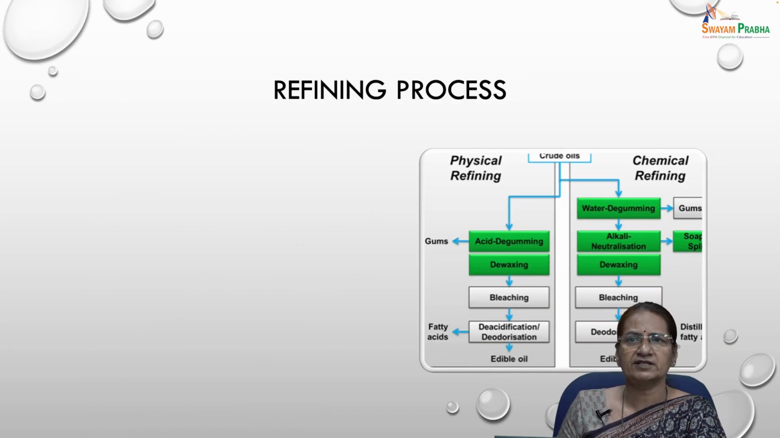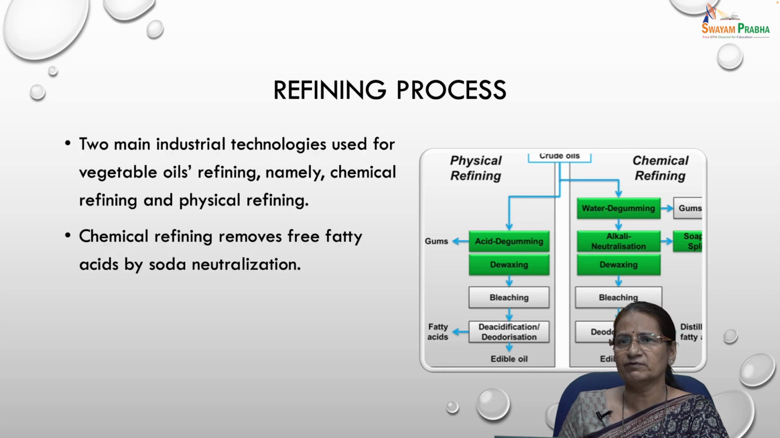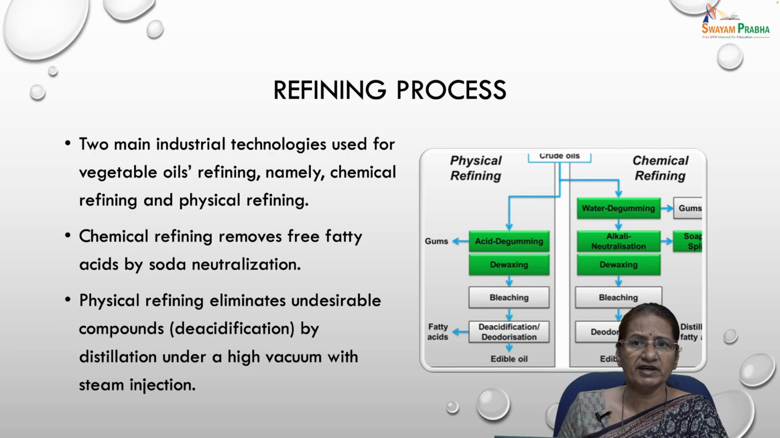Now, refining process. Two main industrial technologies used for vegetable oils refining are chemical refining and physical refining. Chemical refining removes free fatty acids by soda neutralization. Physical refining eliminates undesirable compounds by deacidification by distillation under a high vacuum with steam injection.